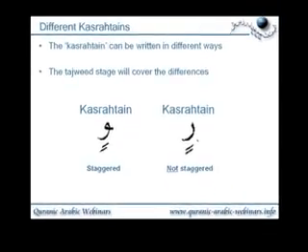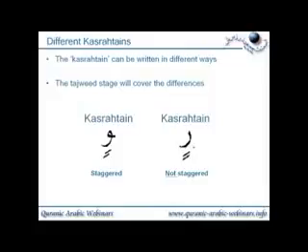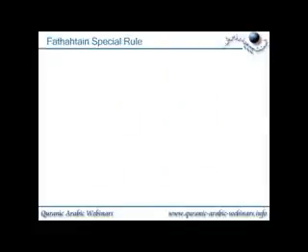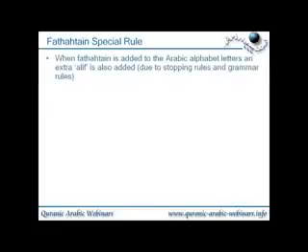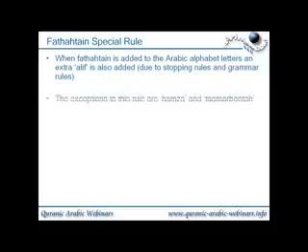So when we get into the Tajweed stage, we'll pick these out when we do some analysis of the Quranic verses. Fathatain follows the same sort of staggered and non-staggered as well. Now, some special rules with the fathatain. When fathatain is added to the Arabic alphabet letters, an extra alif is also added due to stopping rules and grammar rules. The exceptions to this rule are Hamza and the ta marbuta.